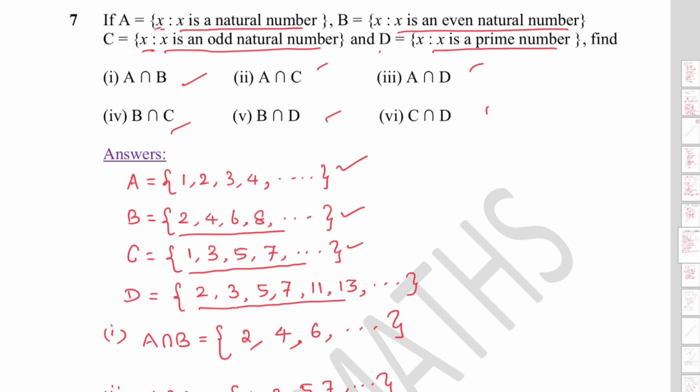So now A intersection B. So you can say that B is a subset, the common elements are 2, 4, 6, 8. So you can say that A intersection B is B.